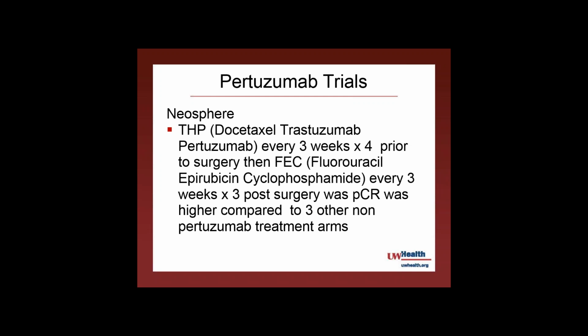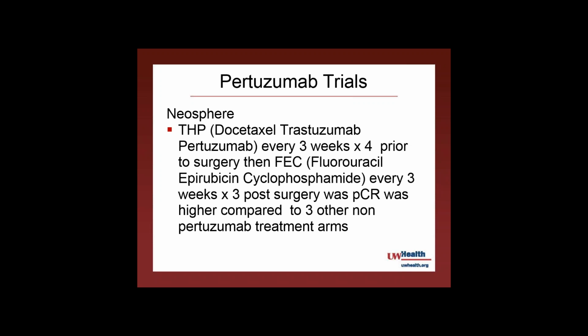The two trials are, one is the NeoSphere trial, and NeoSphere used docetaxel, trastuzumab, and pertuzumab every 3 weeks times 4 prior to surgery, that's neoadjuvantly. So you see there is no anthracycline in there. Then they received FEC chemotherapy, which is, there's your anthracycline, epirubicin, post-surgery every 3 weeks times 3 cycles.